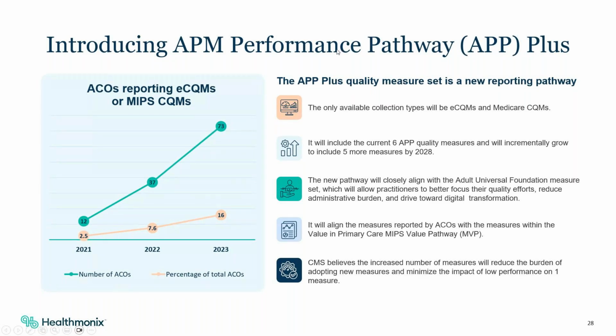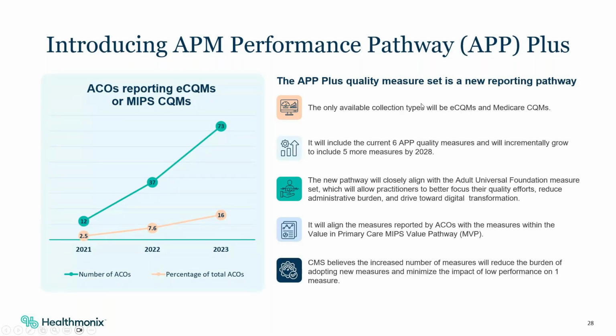The other new proposed rule thing that is going to impact performance for those that are in advanced payment programs, and particularly in this case, the MSSP ACO programs. They are planning on introducing the APP Plus quality measure set. That's going to change to only allowing them the ability to report through the collection types of eCQM and Medicare CQMs. That's a new reporting type in 2024 that's only available for MSSP ACOs, and that's Medicare.